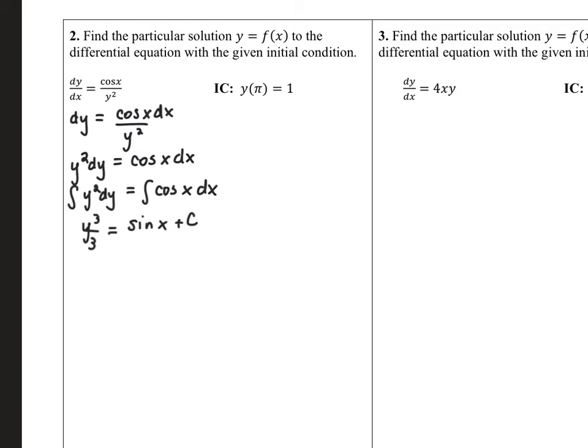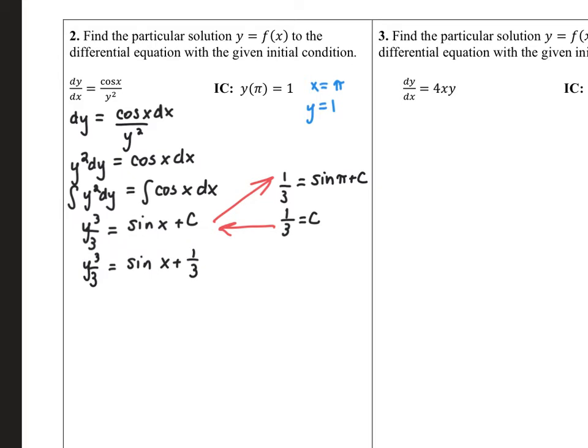Next comes my antiderivatives. The antiderivative of y squared is y cubed over 3. Antiderivative of cosine x dx is sine x. I write the plus c on the side with the x. My next move is to use my initial condition, plugging in x equals pi and y equals 1, and solving gives me a c value of 1/3. So I come back to my equation and I replace the c with the 1/3.